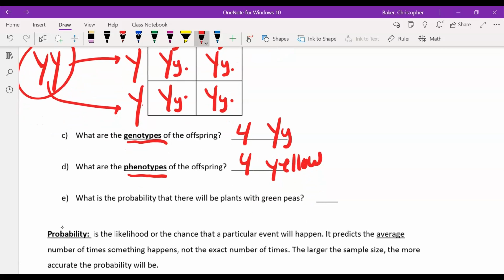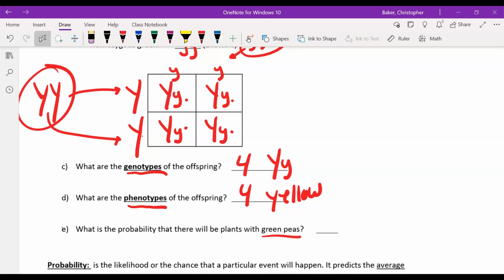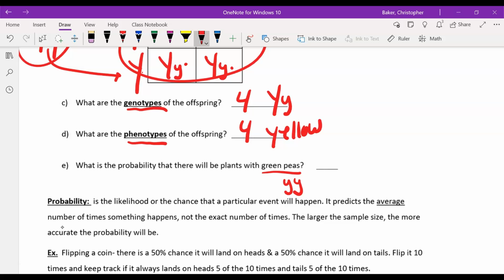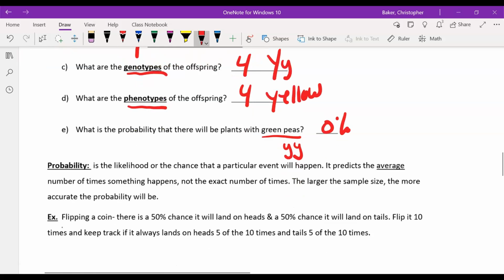What is the probability there will be plants with green peas? None of them. The only way to get a green pea plant is to have little y, little y. There's no way to get a little y combination in those 4 plants. So it has a 0% probability, 0% chance. Okay?